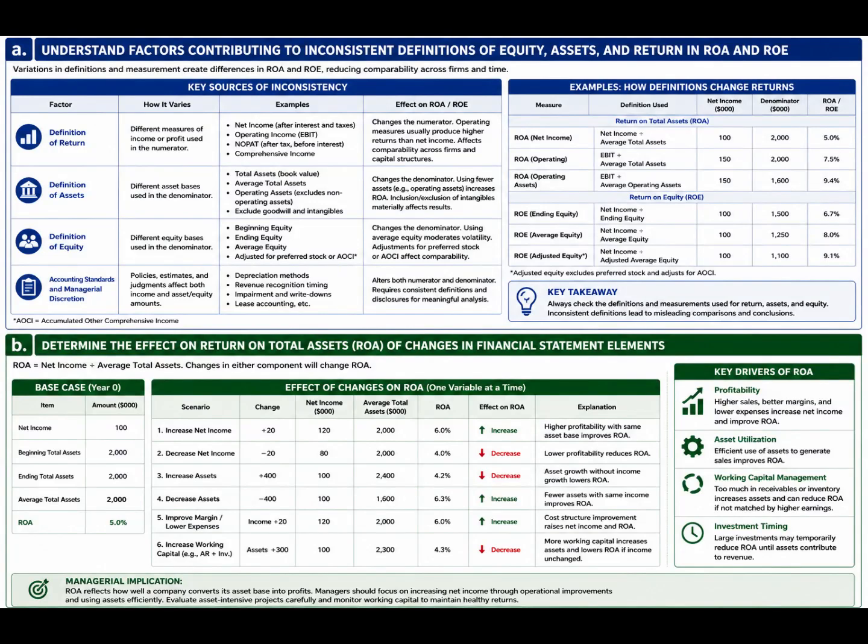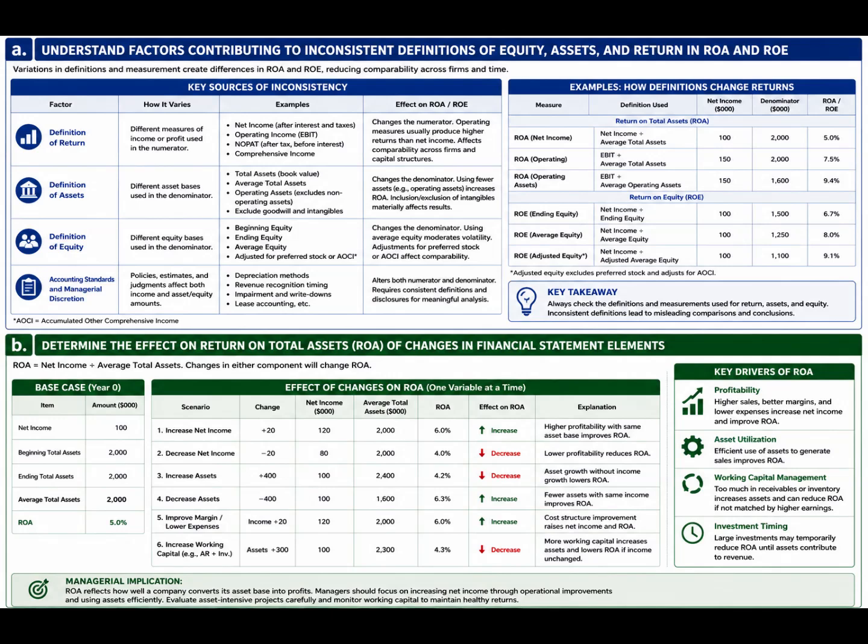A. Understand factors contributing to inconsistent definitions of equity, assets, and return in ROA and ROE. Different analytical definitions of return create inconsistency in ROA and ROE calculations. Return may be defined as net income, operating income, EBIT, NOPAT, or comprehensive income. The choice affects comparability and interpretation, particularly when comparing firms with different capital structures or tax situations.